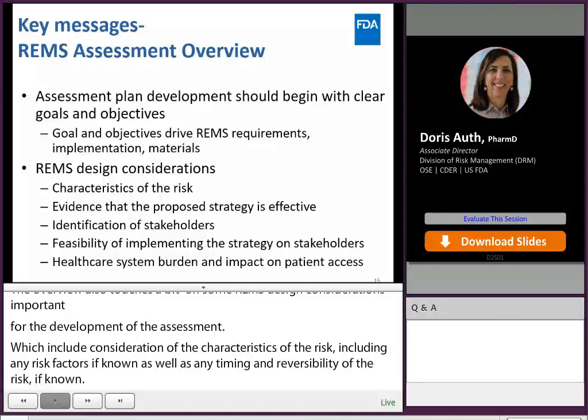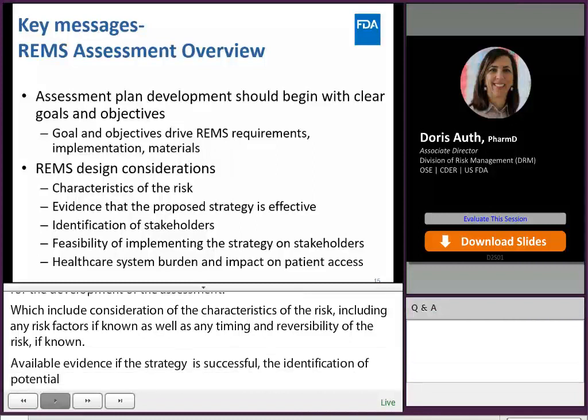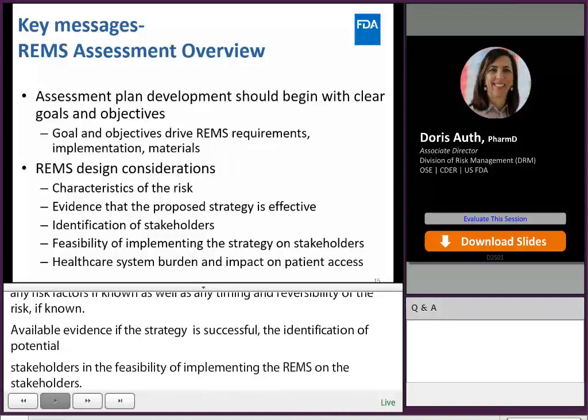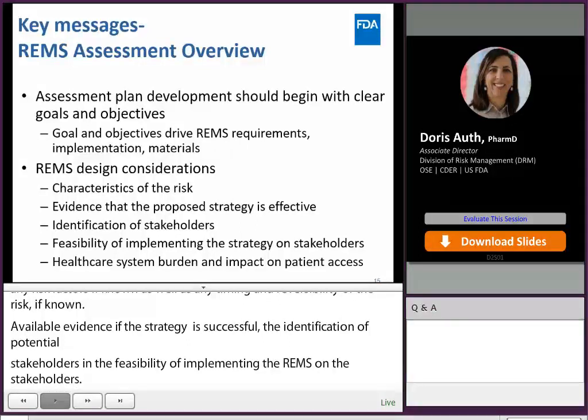So for example, the strategy that may be necessary to mitigate the risk of a drug used primarily by specialists familiar with management of a specific risk is likely different than the strategy necessary if those same specialists were not very familiar with the management of the risk. And finally, the design should consider potential burden to the healthcare delivery system and impact on patient access to the drug.